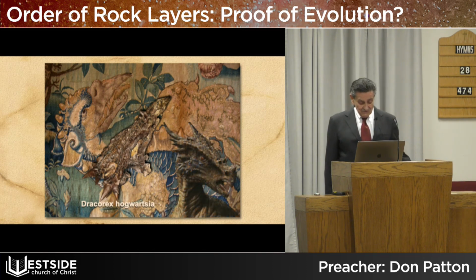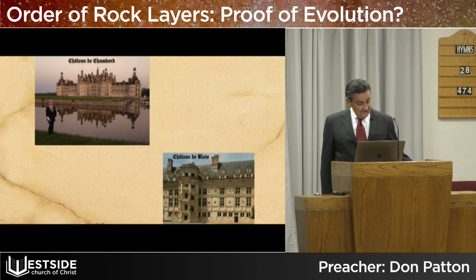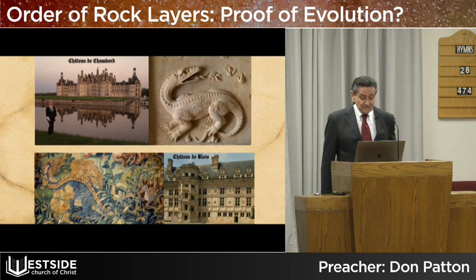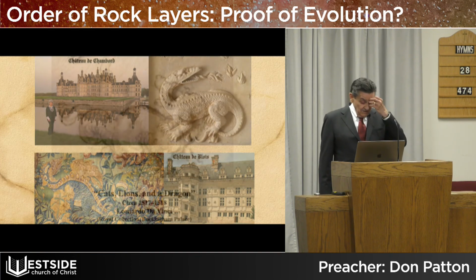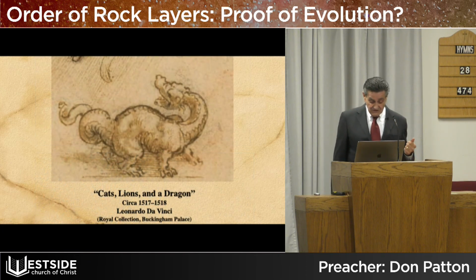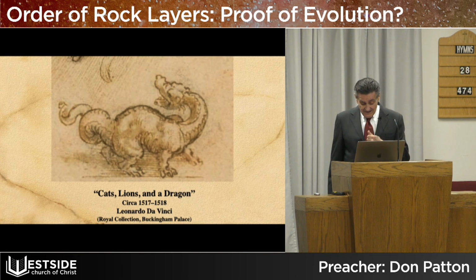This is the way he was represented and then named from Harry Potter's experience with Dracorex hogwartia. So in France, you've got dinosaurs. And go to England, you find this representation of Leonardo da Vinci's depiction of cats, lions, and a dragon.